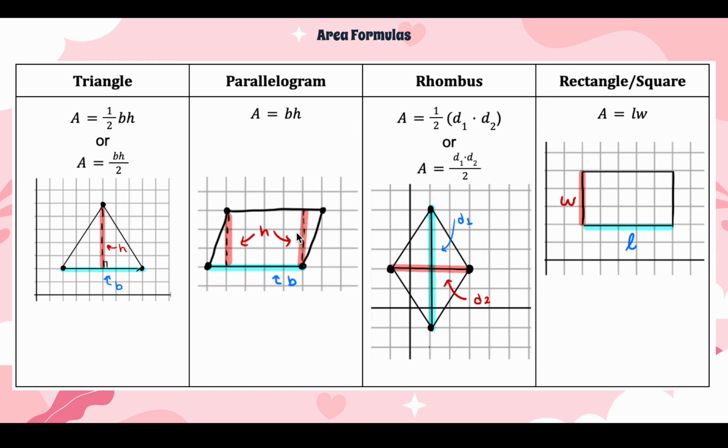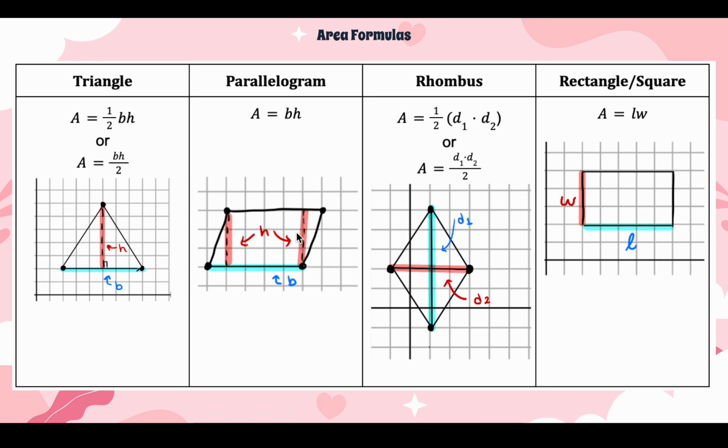Now, these are just some general area formulas, and what I recommend doing in your notes. You can see that I've specifically highlighted the base and the height, or the length and the width, or the diagonals in different colors. So if you have blue and red, or pick two colors, you want to pause and make the same highlights that I've done.